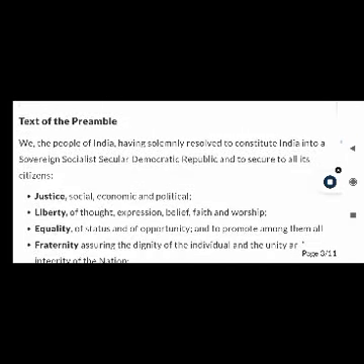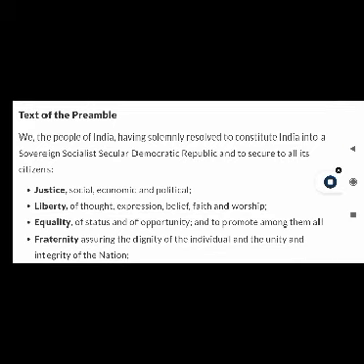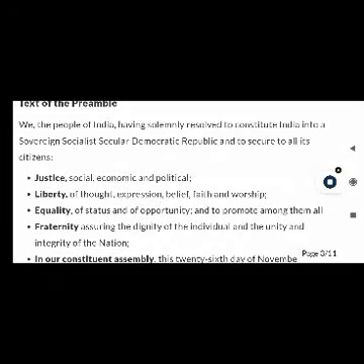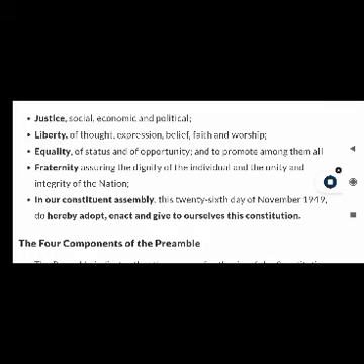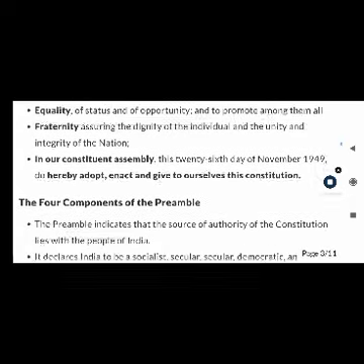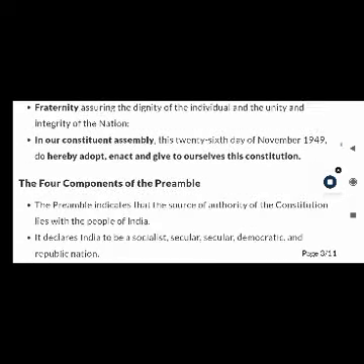Text of the preamble. We, the people of India, having solemnly resolved to constitute India into a sovereign socialist secular democratic republic, and to secure to all its citizens: justice, social, economic and political; liberty of thought, expression, belief, faith and worship; equality of status and of opportunity; and to promote among them all fraternity, assuring the dignity of the individual and the unity and integrity of the nation. In our Constituent Assembly, this 26th day of November 1949, do hereby adopt, enact and give to ourselves this Constitution.